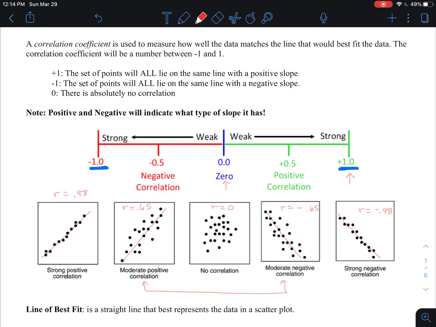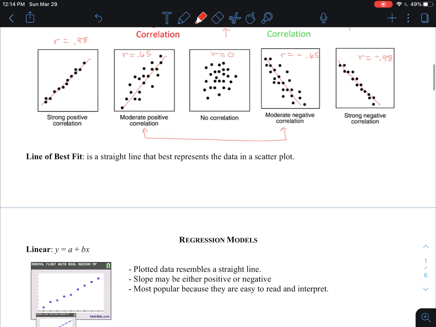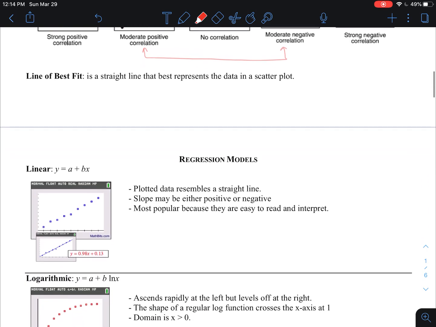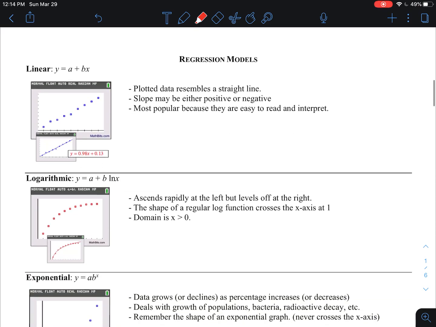Again, just making these numbers up, but using my scale from -1 to 1 to justify what I'm calling them. Now, the line of best fit, again, that's just that straight line that you would say best represented your scatter plot. Now, in Algebra 1, you spent a lot of time looking at linear models, but in Algebra 2, we don't really spend as much time focusing on linear. We look at many other types of functions.